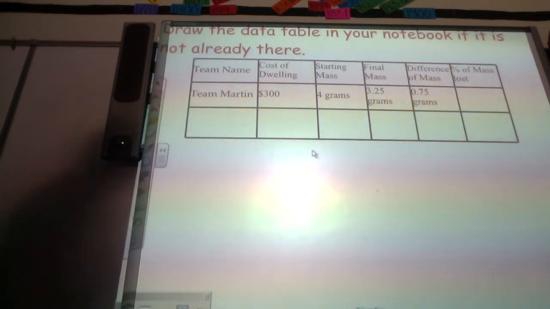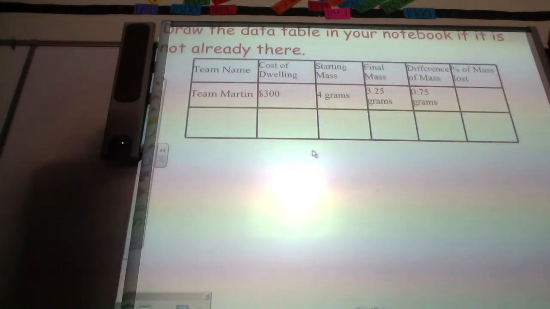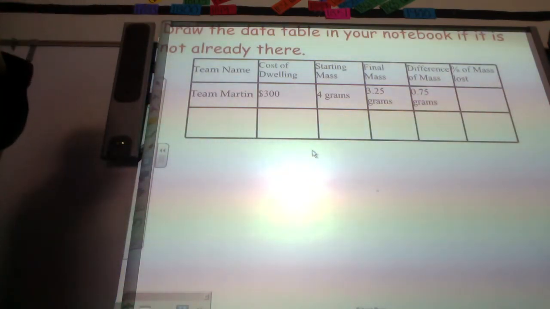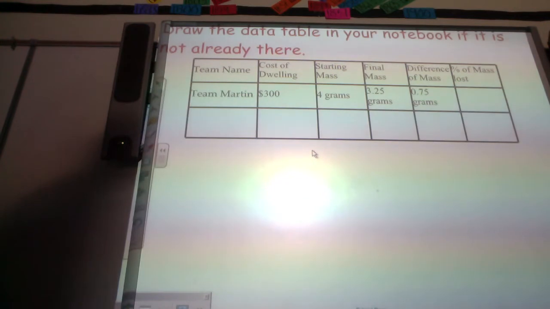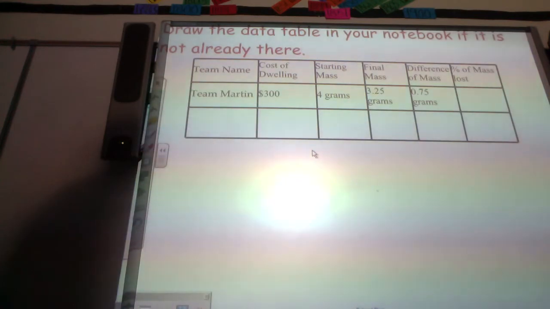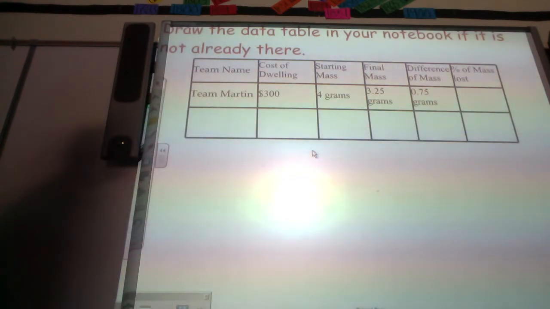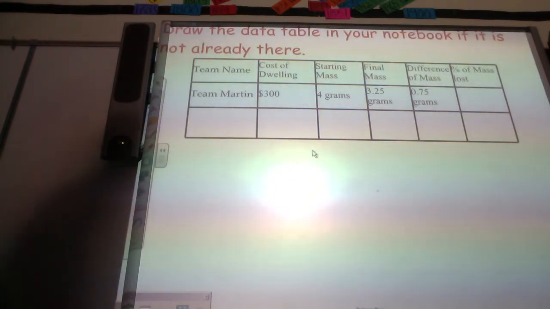And what I did is I have a chart that should be very similar to your chart. I made up my own team name, Team Martin, imagine that. And the cost of my dwelling was $300. My starting mass was 4 grams. And then my final mass, after putting it through the cooker, was 3.25 grams. So the difference of mass is just taking the starting mass, subtracting the final mass, and I have 0.75 grams, or 75 hundredths of a gram.